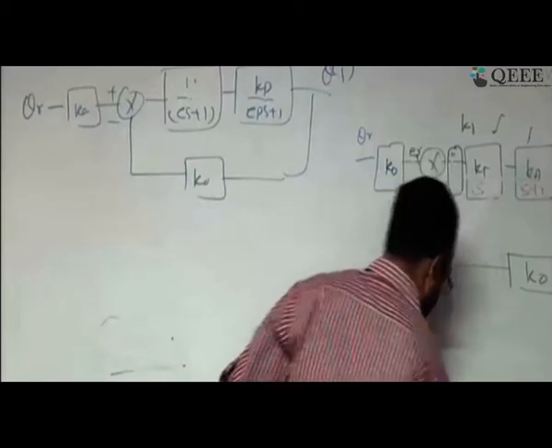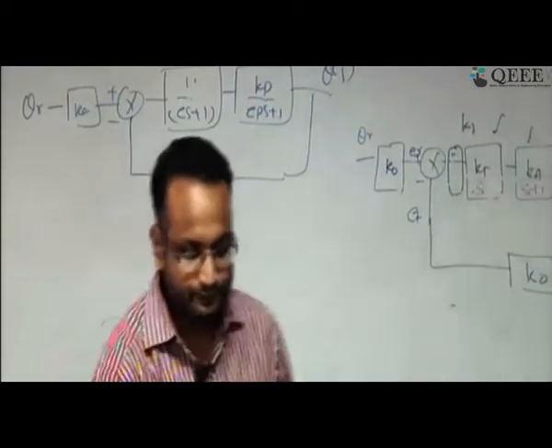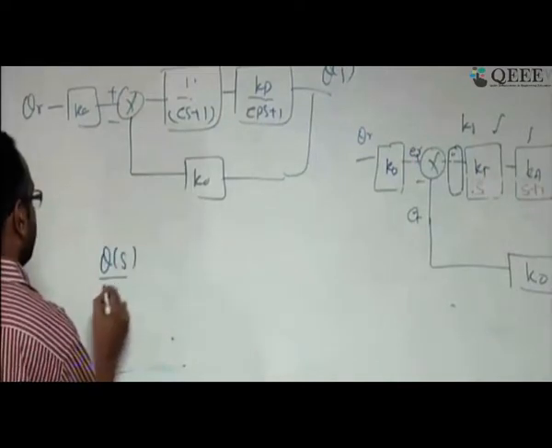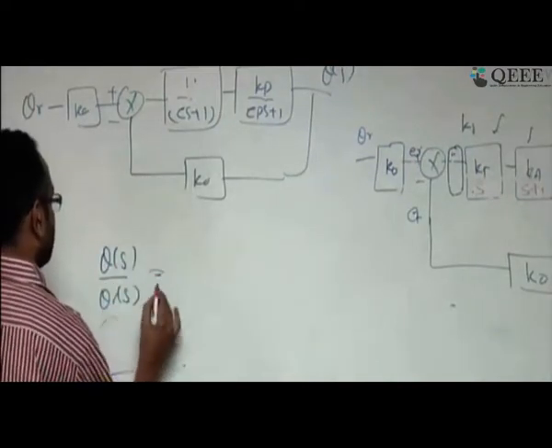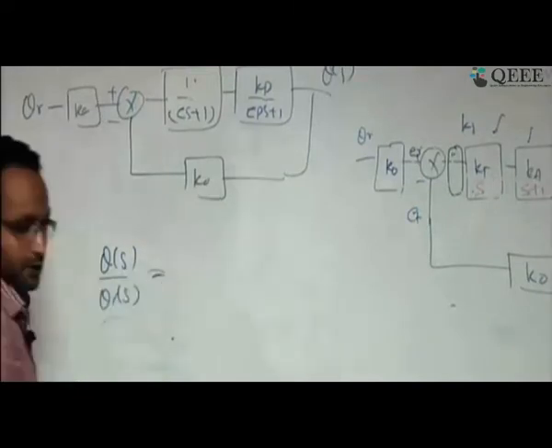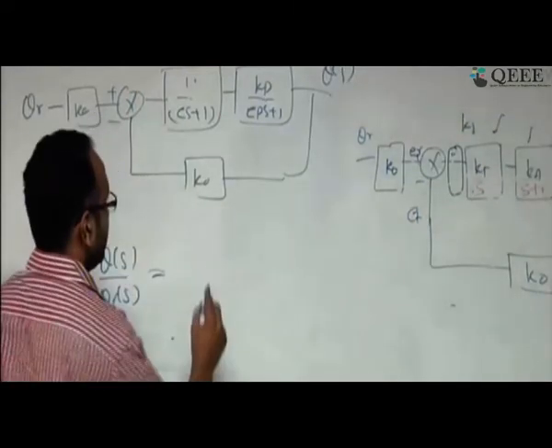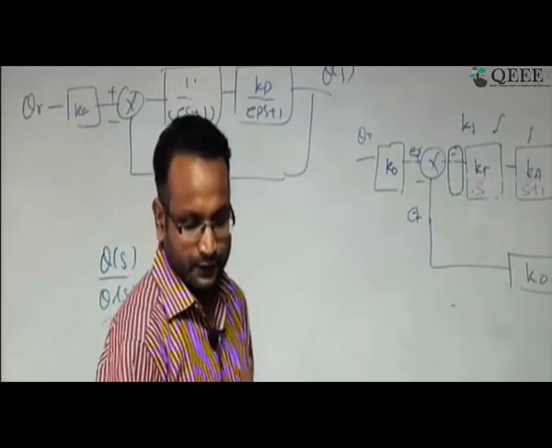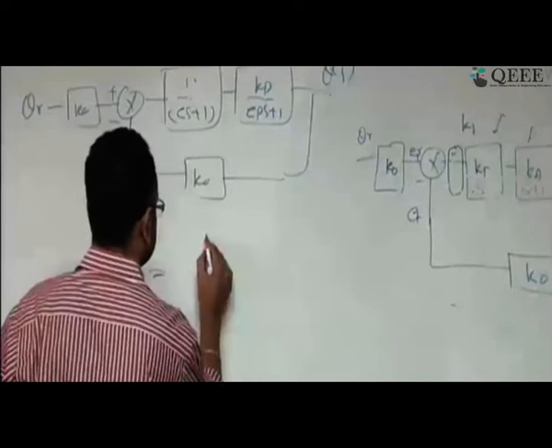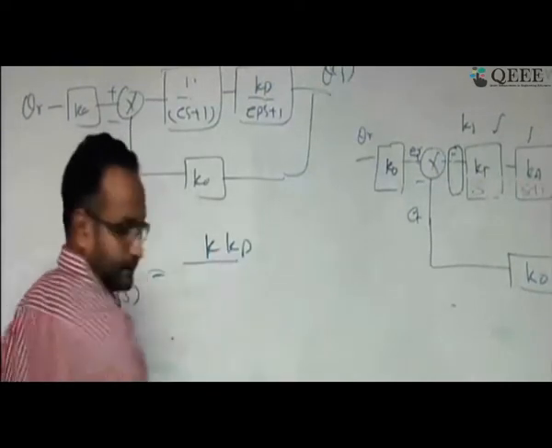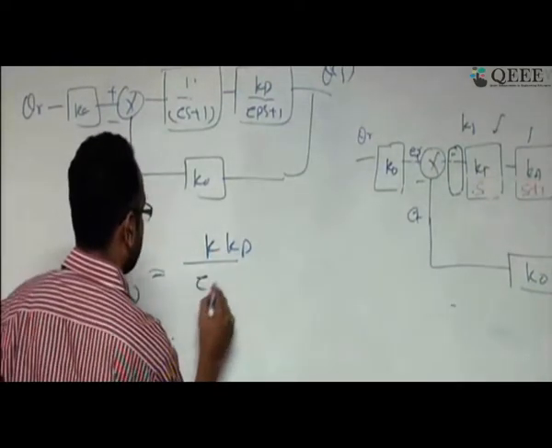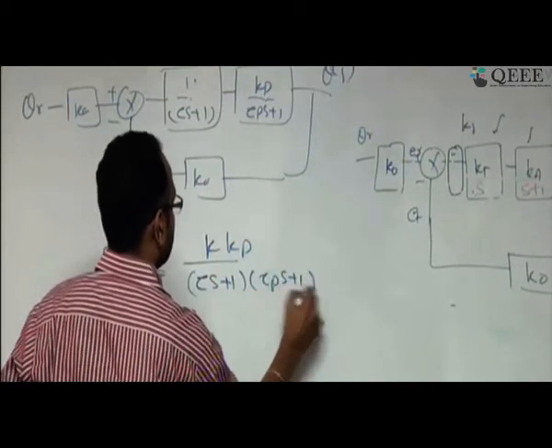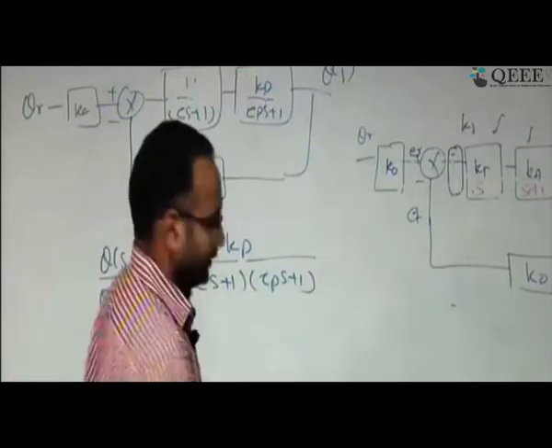Okay. So what will happen here is theta s divided by theta r s is going to be, I am just writing this term, k, k kp over tau s plus 1 into tau p s plus 1 plus k kp.